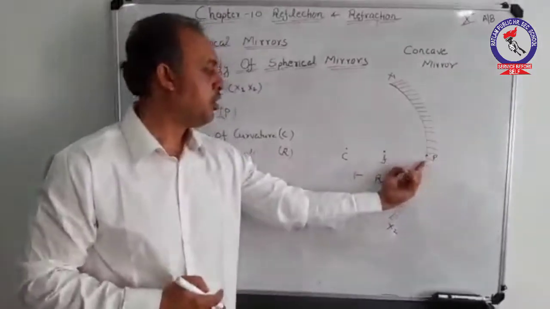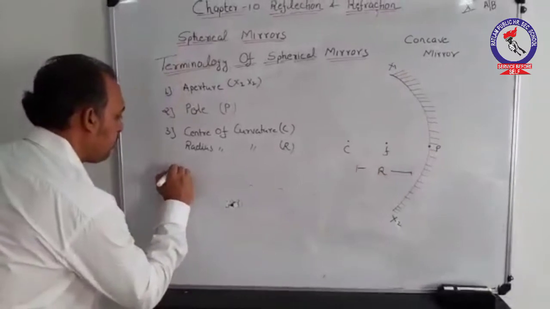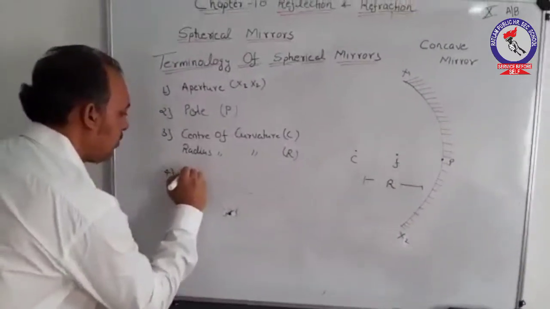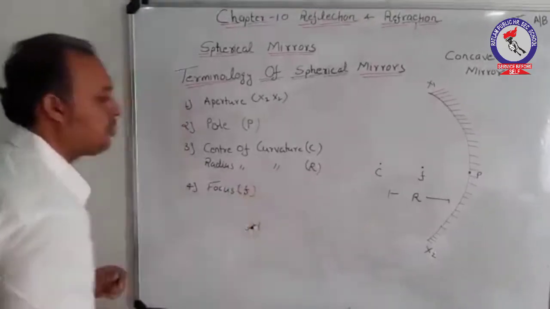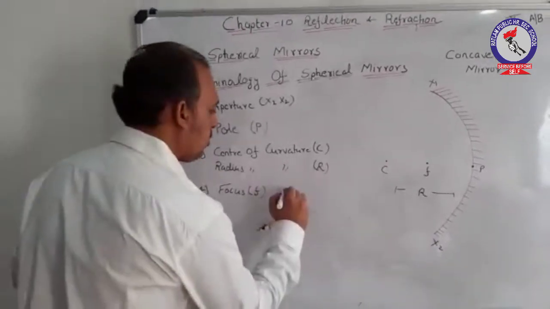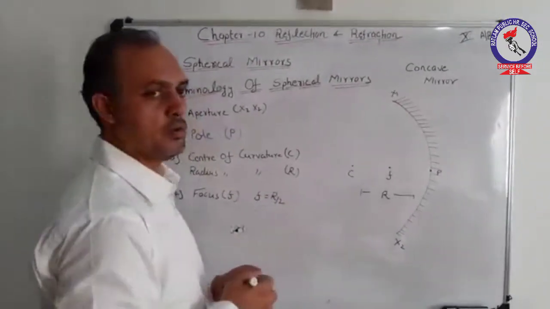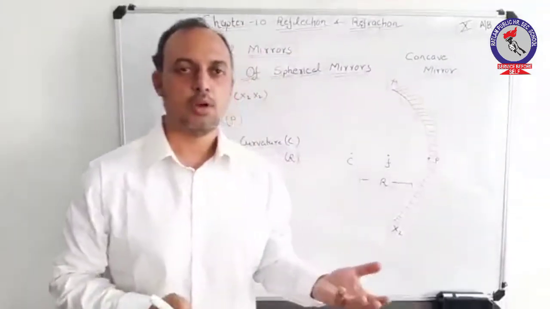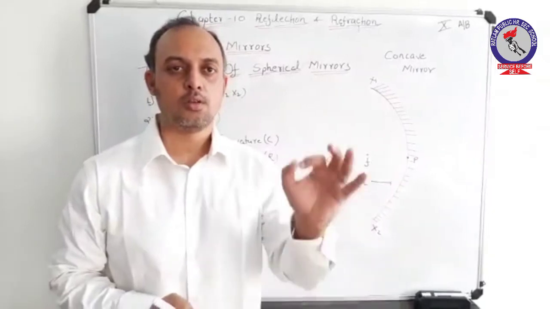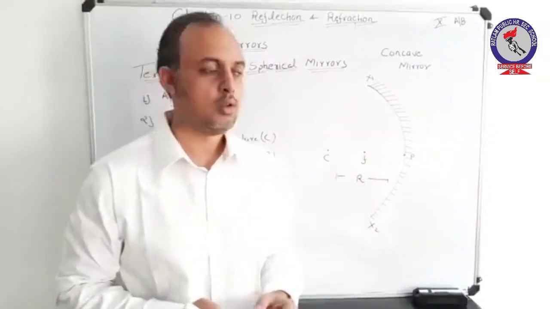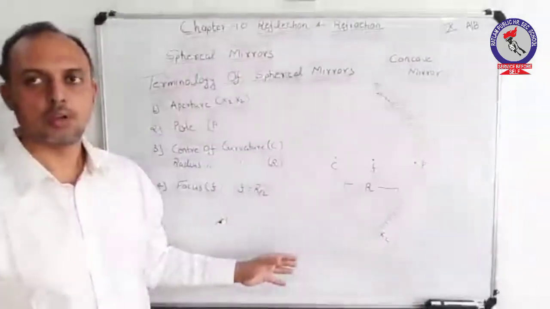In between pole and center, you observe another point, F. This F is known as the focus. We represent it by F. And how do we calculate F? F is simply half of the radius of curvature. That is, if the radius of curvature or the radius of a spherical surface is 10 cm, its focus lies at 5 cm. So these are the basic concepts, basic terminologies which are to be studied.